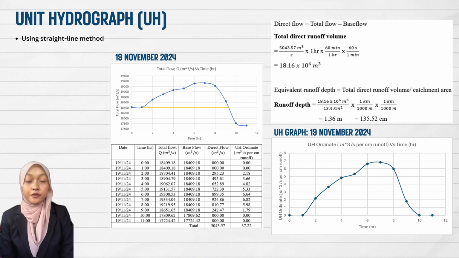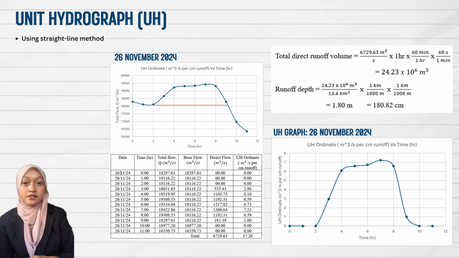For the unit hydrograph ordinate, we need to calculate the total direct runoff volume. To do this, multiply the total direct flow by 1 hour, then multiply by 60 minutes over 1 hour, and then by 60 seconds over 1 minute. The result will be in cubic meters. Next, calculate the runoff depth by dividing the total direct runoff volume by the area in square kilometers, and then multiplying by 1 km over 1000 meters, and the answer is in centimeters. After that, divide the direct flow value by the runoff depth to get the unit hydrograph ordinate, and finally plot the UH ordinate versus time.